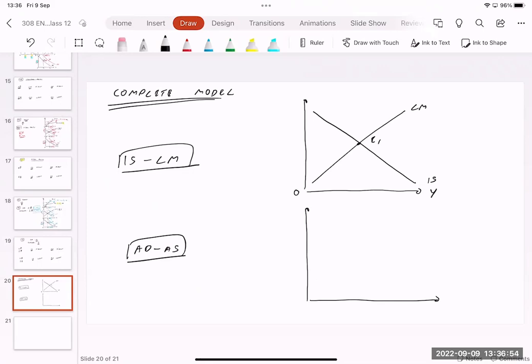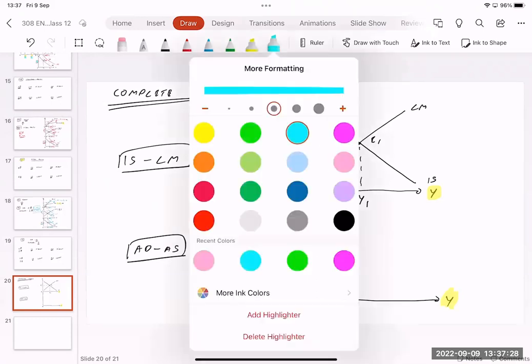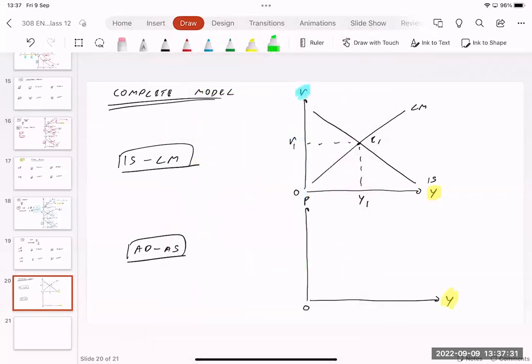This is E1. We have Y and R. Let's say R1 and Y1. We have to write one on top and one below because they have the same horizontal name, Y. On the vertical, it's going to be different. For the IS-LM on the vertical, it's going to be R. For the aggregate demand and aggregate supply curve on the vertical, it's going to be P.